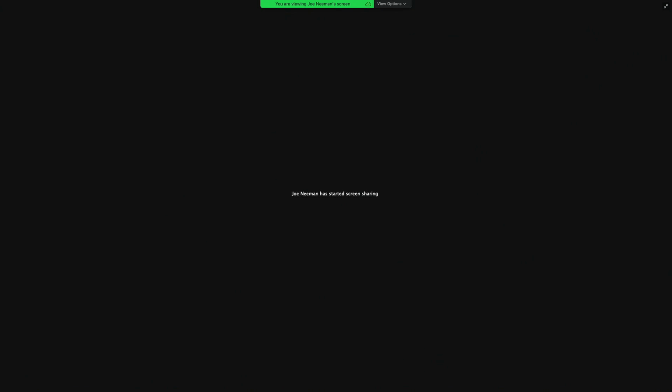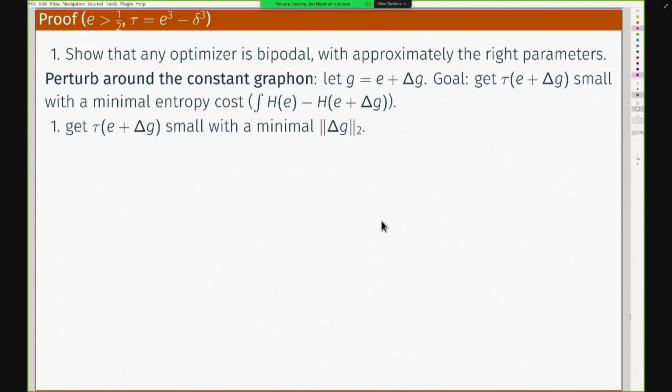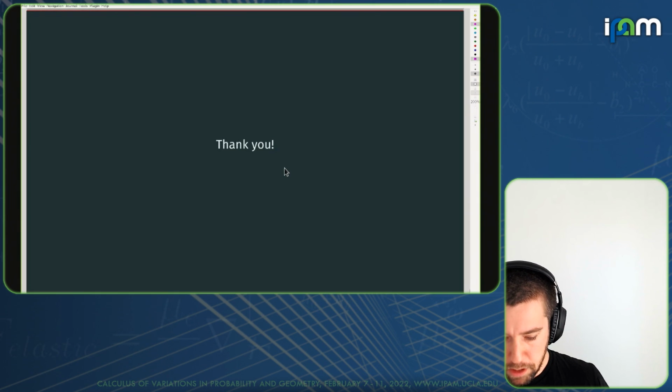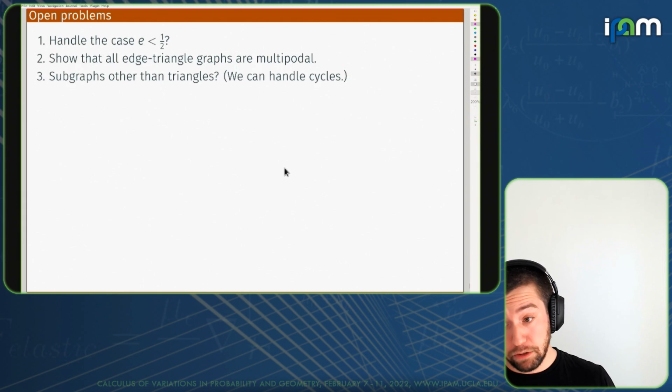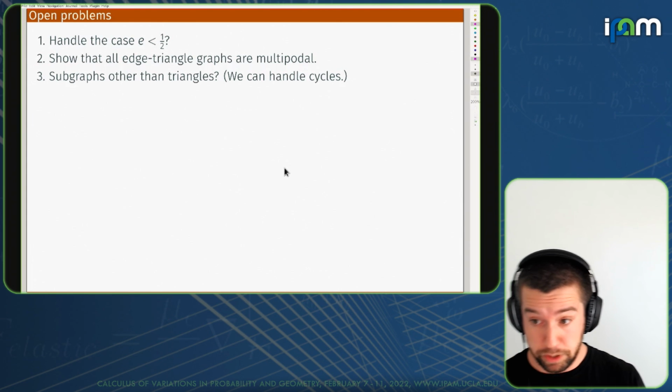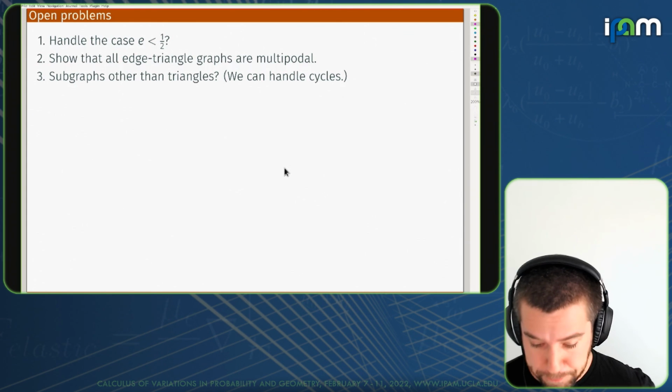I will finish with a couple of open questions. We can only handle part of the picture, even for the perturbative result. We only know how to deal with edge density bigger than 1/2. I think the really interesting question is whether they are all multipodal graphons for this whole picture. We have no idea how to even approach that.